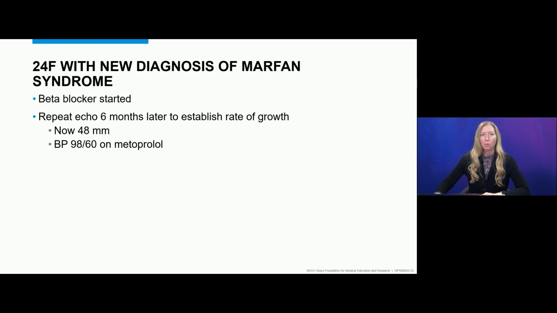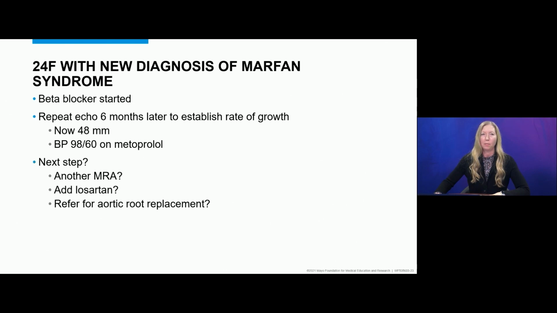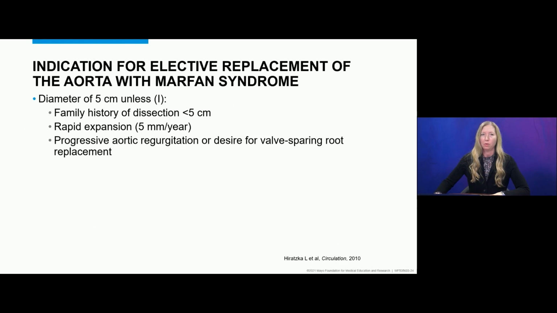So back to our young woman. We made the diagnosis and started her on a beta blocker. We repeat imaging 6 months later, and the aortic root has grown from 45 to 48. Her blood pressure is excellent on metoprolol therapy. So now what would we do next? We could do another MRA, but we know that our MR correlated nicely with our echo. We probably aren't going to be able to add much losartan given her blood pressure, so maybe now it's time to think about referring her for surgery.